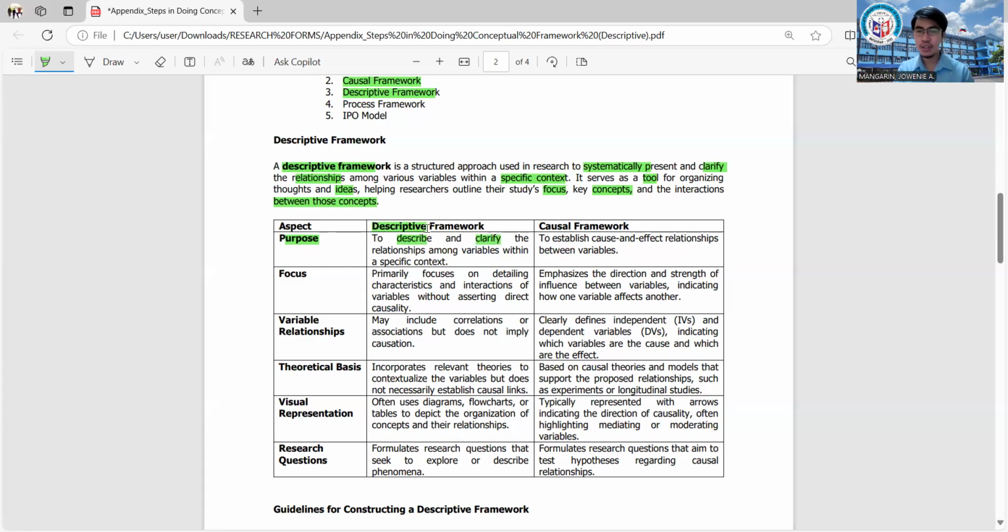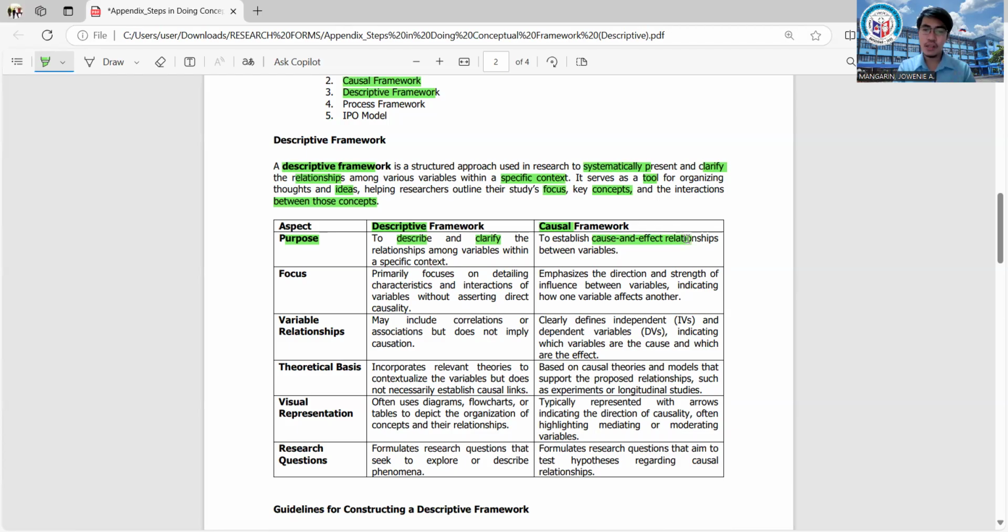On the other hand, kung gusto nating ipakita yung cause and effect relationship, ano ba yung epekto ng ganitong variables? Ano ba yung relationship ng ganitong variables to one another? Ang best type of framework na pwede natin gamitin sa paper natin is yung causal framework. Kasi causal framework is being used kapag cause and effect relationship ang ating pinag-aaralan.